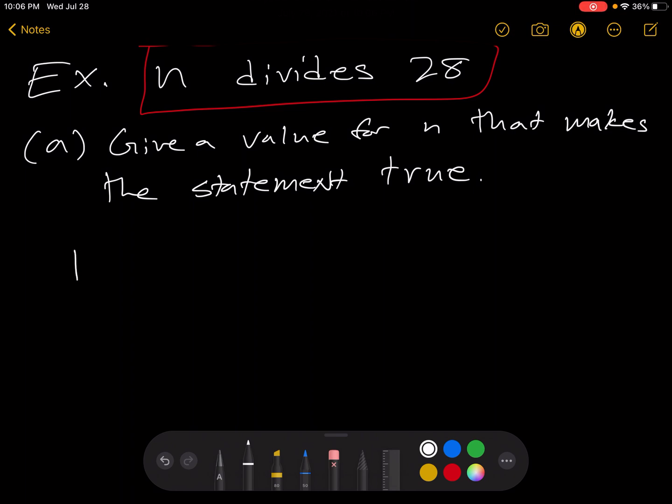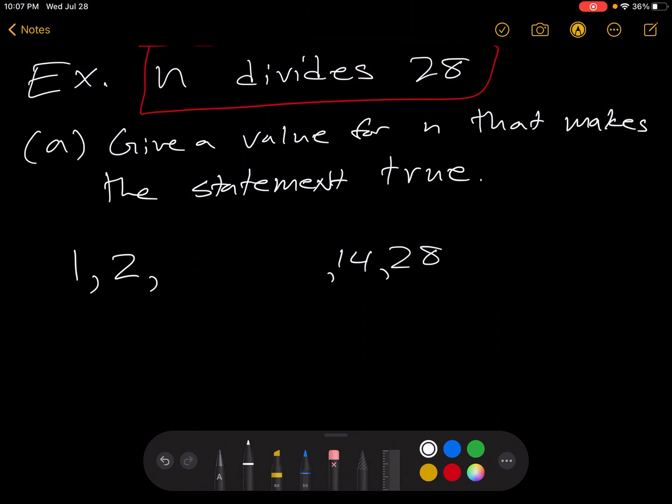28 over 1, that's 28, that is in fact an integer. So you start with 1 and 28, and then you say, okay, does 2 divide evenly into 28? Yes, it does. 2 times what is 28? Okay, that's 14. So 14 will also be one of them. How about 3? Does 3 divide into 28?